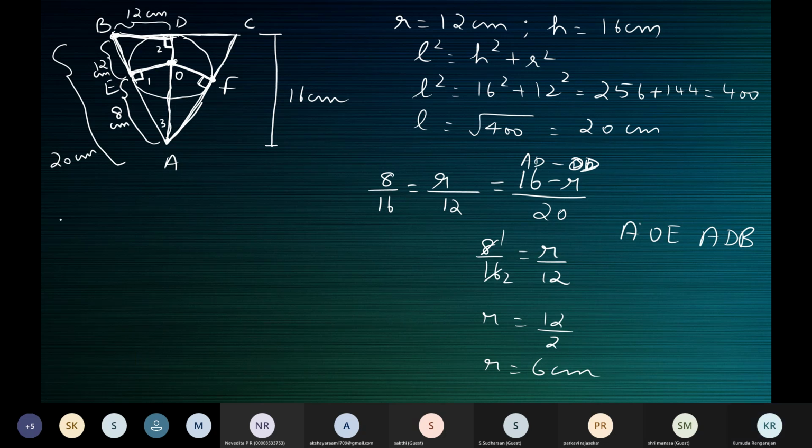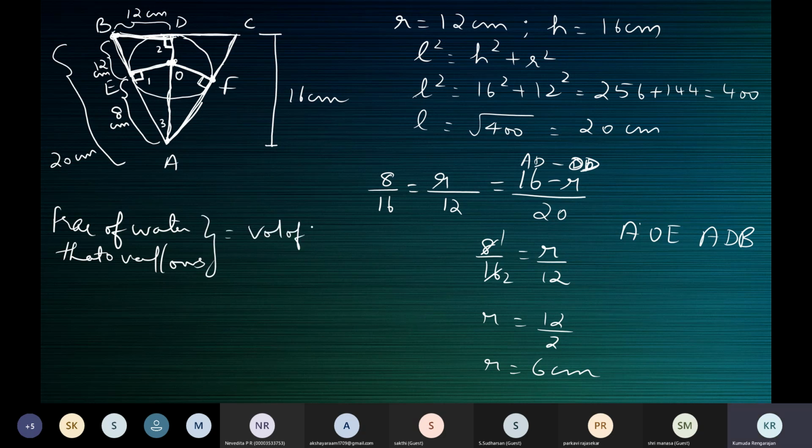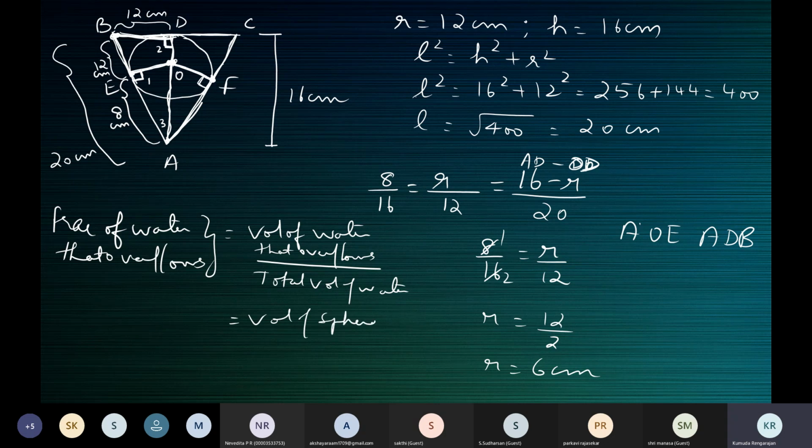Okay, so fraction of water that overflows is equal to volume of water that overflows divided by the total volume of water, which is equal to volume of sphere, I explained this already, by volume of cone, which is 4/3. There's no place. Read it.